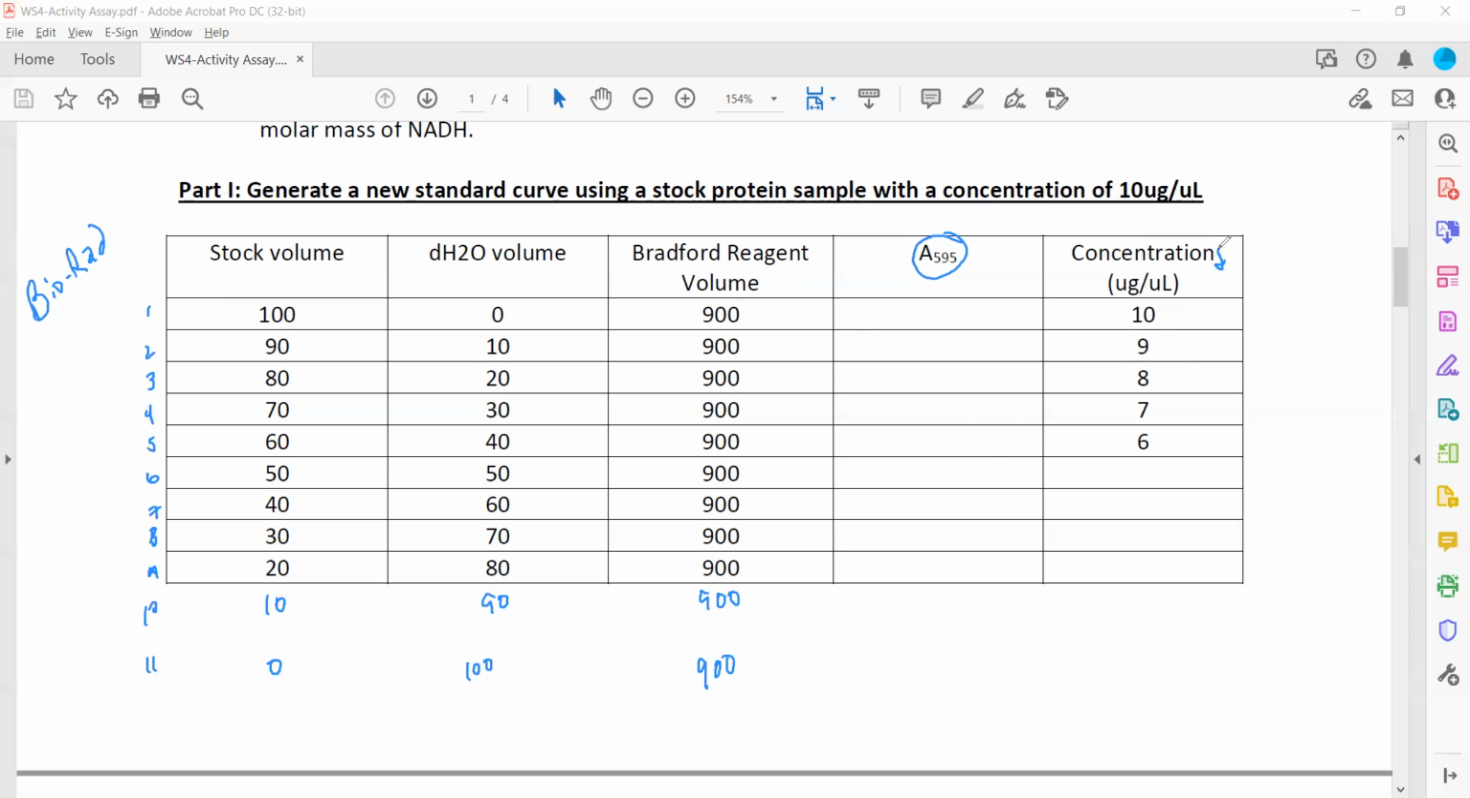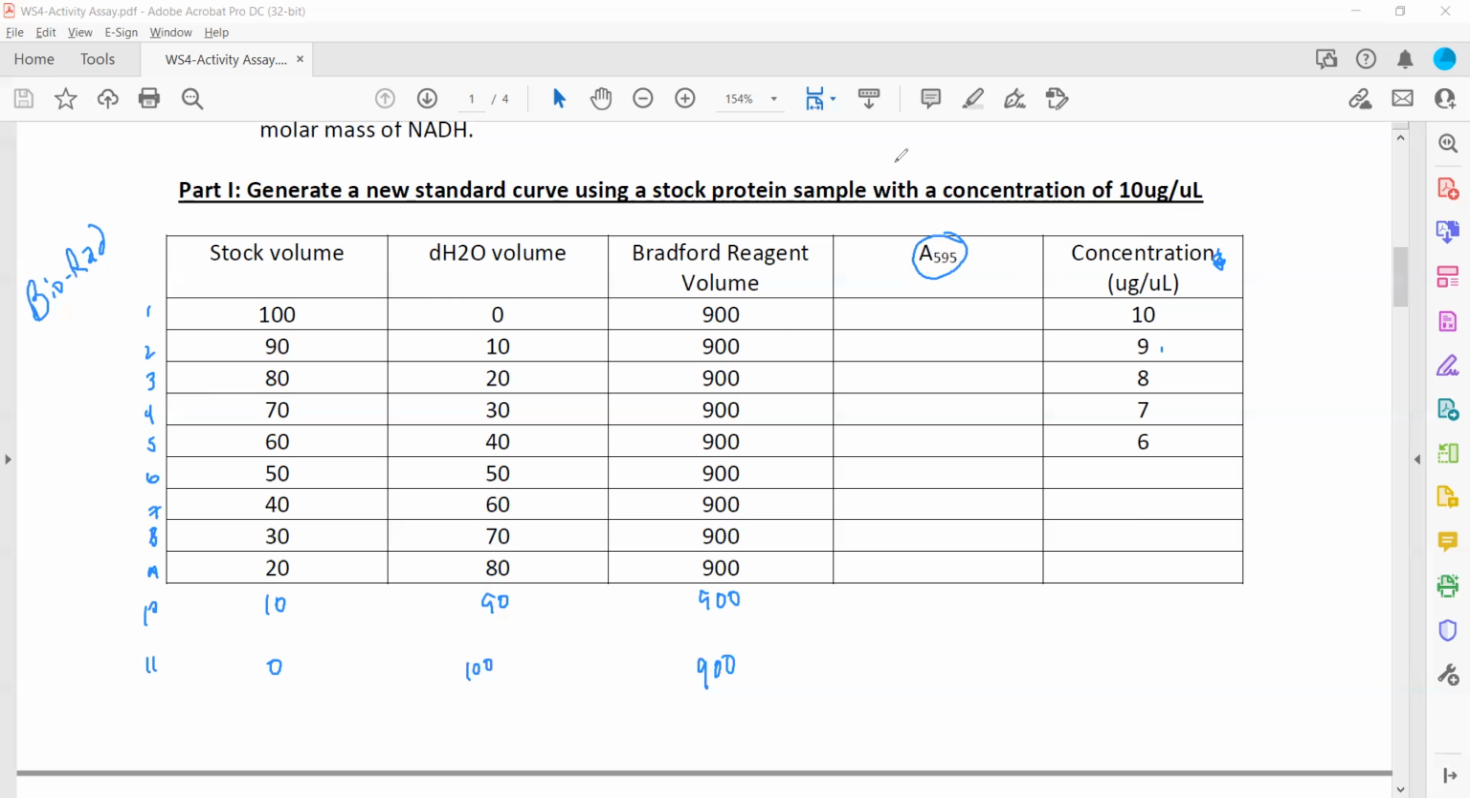This column down here, concentration, well, you're going to have to work down on that. So when we have 100 microliters in our protein fraction, well, we have a concentration of 10 micrograms per microliter. When we only have 90 microliters of that 10 microgram per microliter fraction in 100 microliters in our protein fraction, well, then our concentration is 9. So we reduce our protein concentration very gradually through this process, rather than doing serial dilutions.